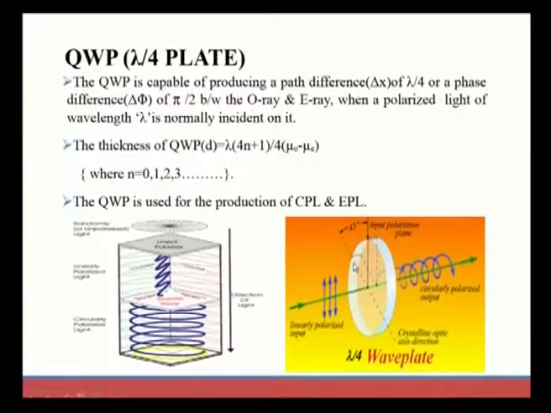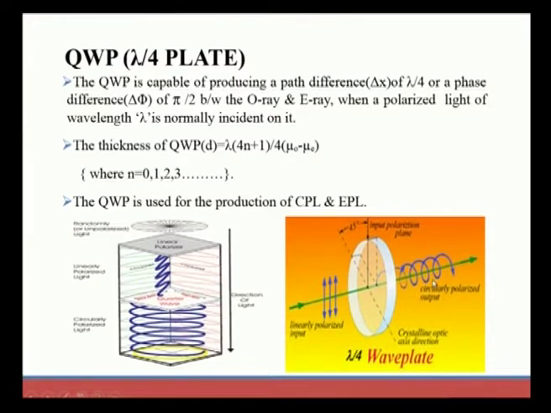So, with the picture we can see how the arrangement will be. We can see the angle, the crystalline optic axis here, and this is the input polarization plane where the polarization occurs. This is where linearly polarized light is incident, which is going to produce a circularly polarized output. So, circularly polarized output will be produced here.